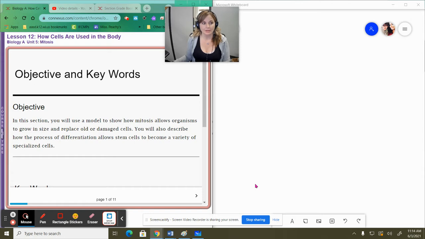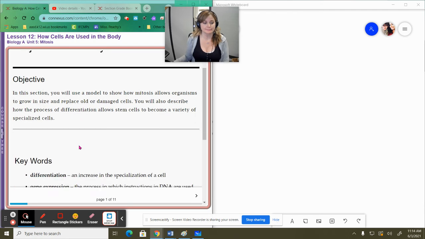We are looking at Unit 5, Lesson 12, how cells are used in the body. And this one's going to be kind of short because, again, a lot of repeat and a lot of review going on in this lesson.